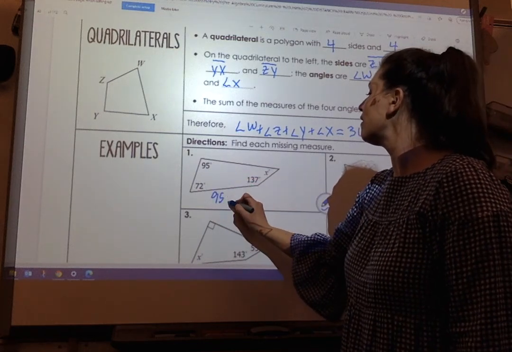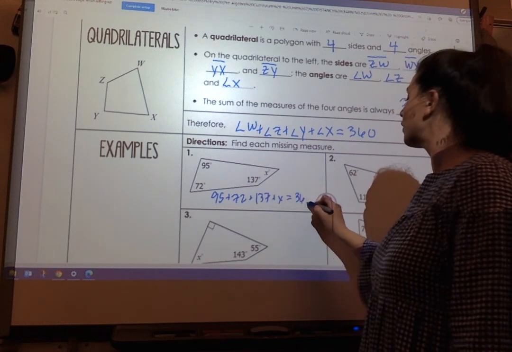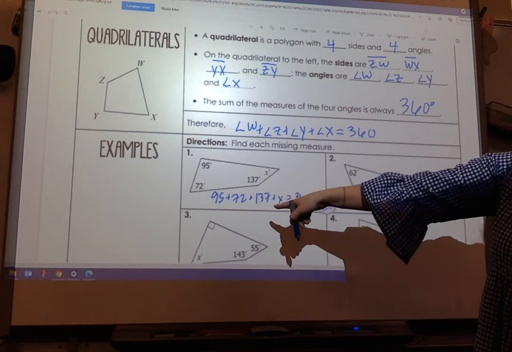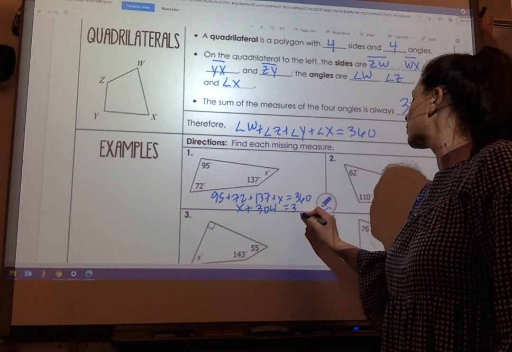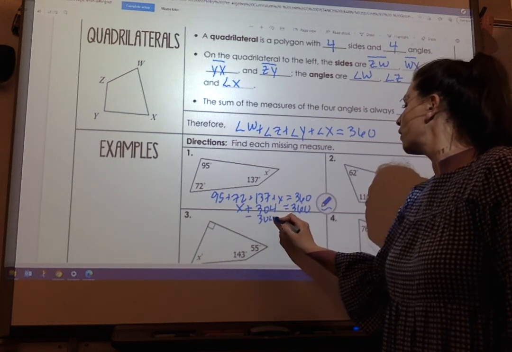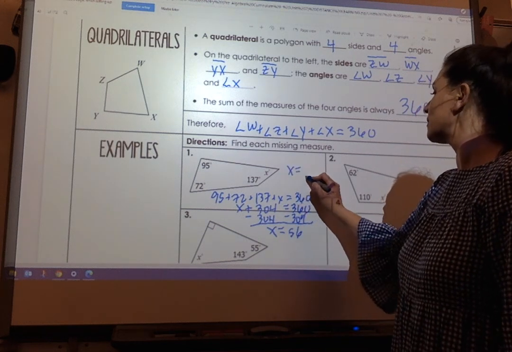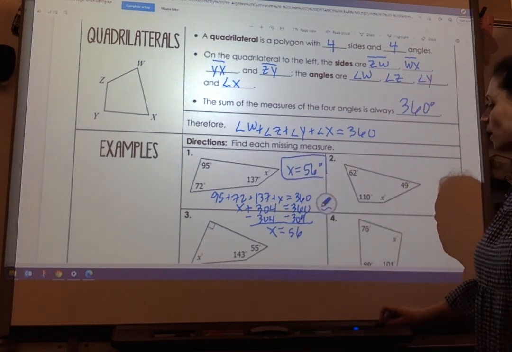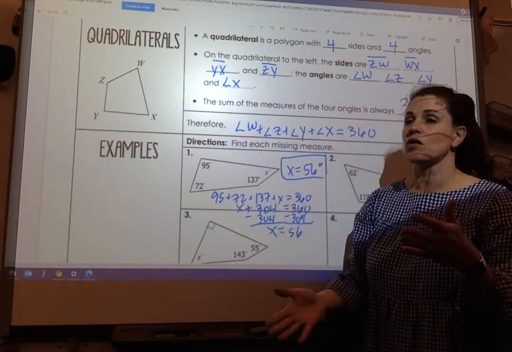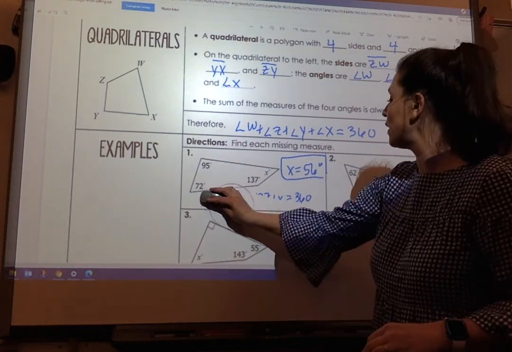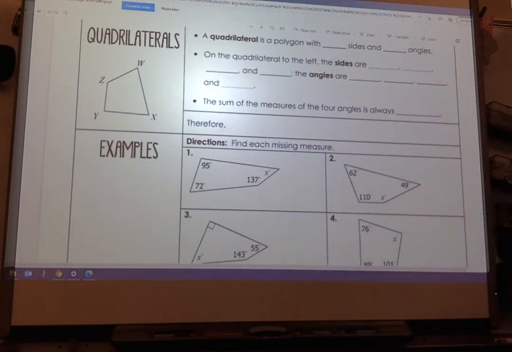I can say 95 plus 72 plus 137 plus X all equals 360 degrees. When I combine all my like terms, I get X plus 304 equals 360. Subtract 304 on both sides, and I get X equals 56 degrees. Okay, so numbers 1 through 4 are pretty simple in that you just add them all up, set them equal to 360, and solve. You guys are experts in solving for equations, so I'm not worried about that coming from you guys. Let's jump down and look at number 7.